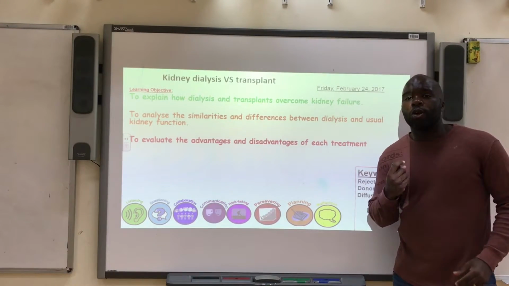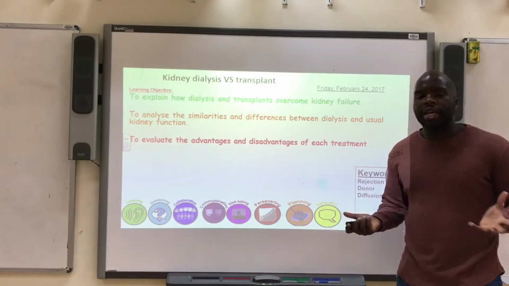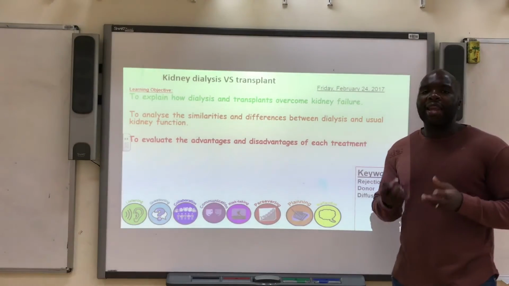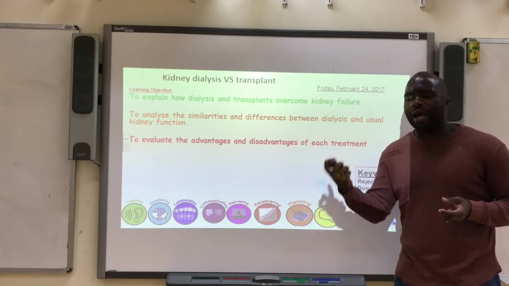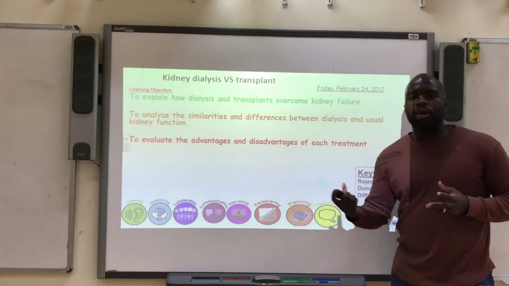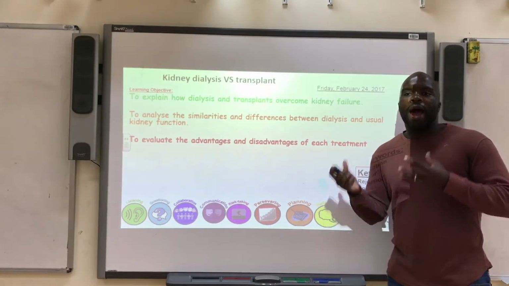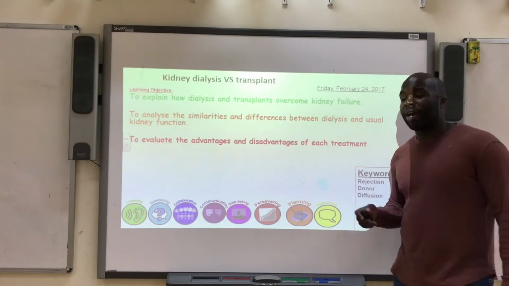By the end of this video, we want to: one, explain how dialysis and transplant can overcome kidney failure. We then want to analyse the similarities between a kidney dialysis machine and normal kidney function. And then after that, we want to evaluate the advantages and disadvantages of both kidney dialysis and the kidney transplant. So let's get right into it.